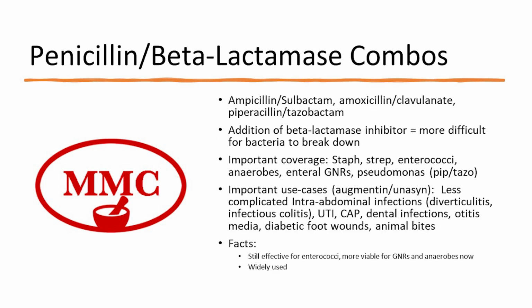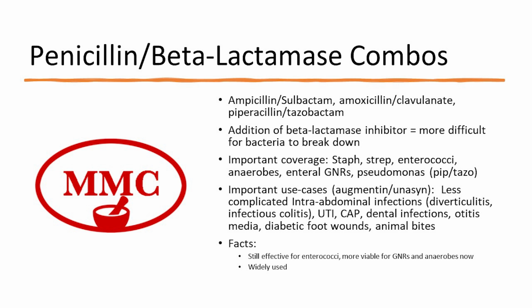So next up is penicillin and beta-lactamase combos. This would be ampicillin-sulbactam, amoxicillin-clavulanate, and piperacillin-tazobactam. Two of these you could kind of group together, and then one usually stands alone. The addition of the beta-lactamase inhibitor makes it more difficult for bacteria to break down and inactivate the antibiotic.